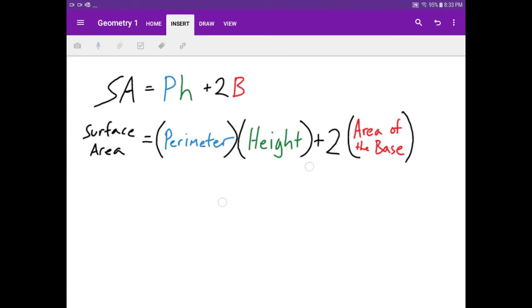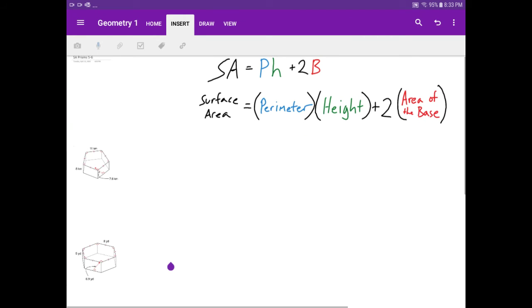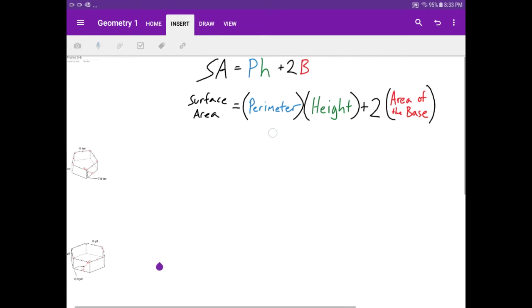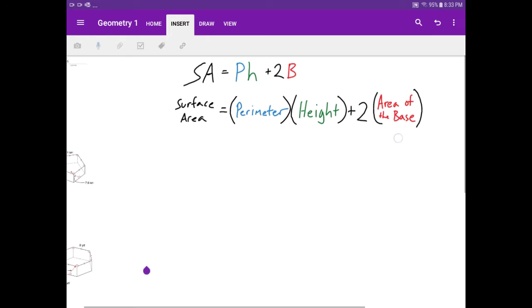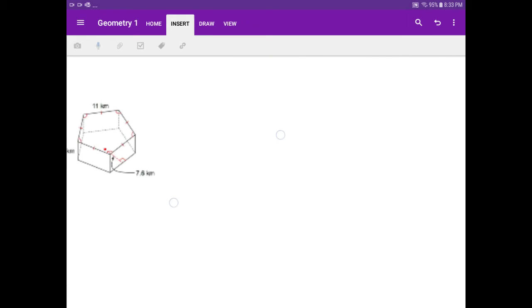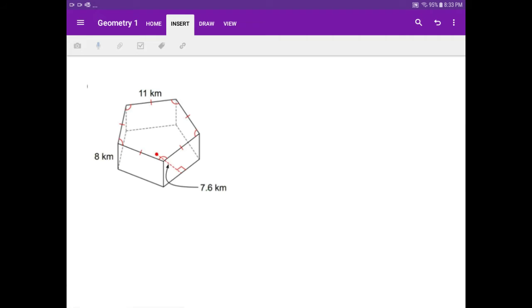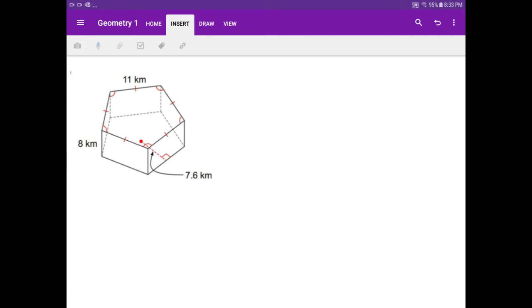Alright, so we're looking at the surface area of pentagons and hexagons. So this is the formula we're using. It needs three things. It needs the perimeter, it needs the height, and it needs the area of the base. So here's our example. We're going to find those three things.